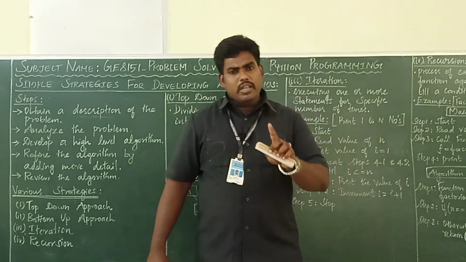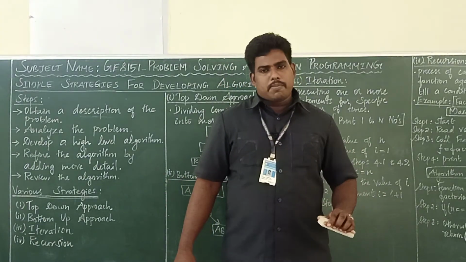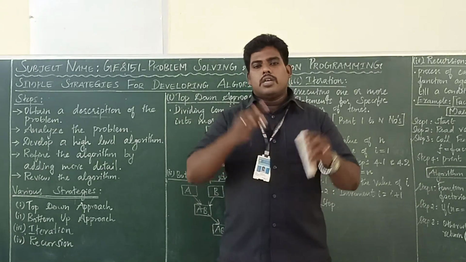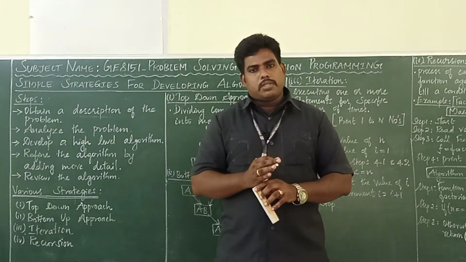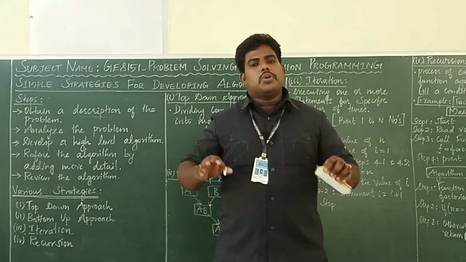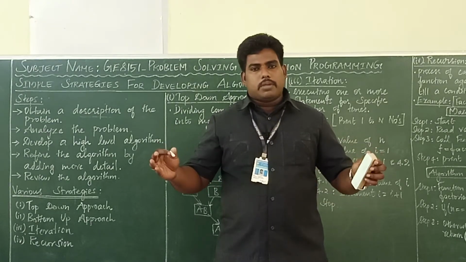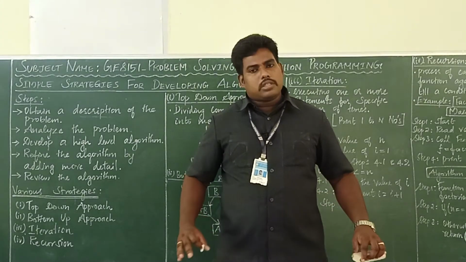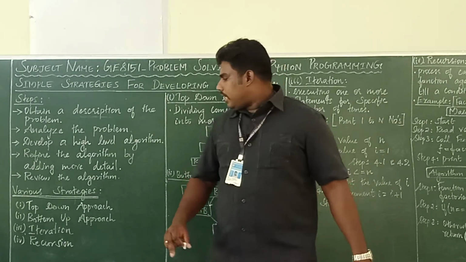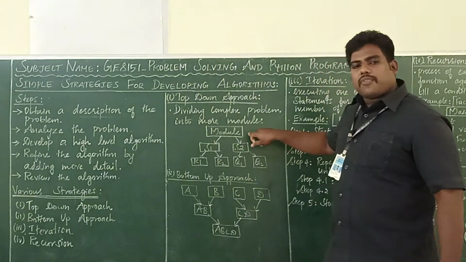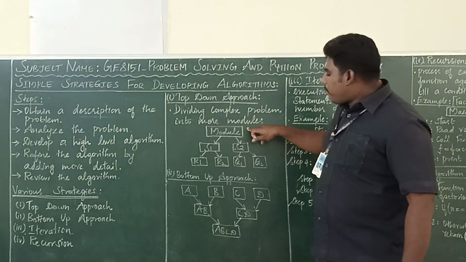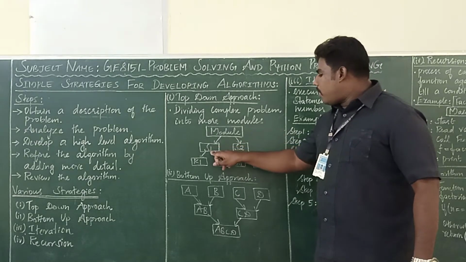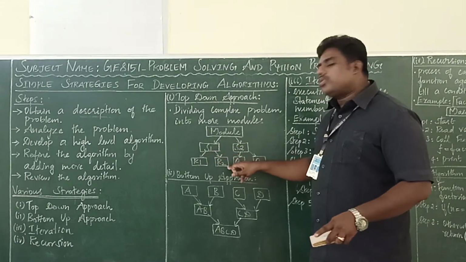Okay. The first one is the top-down approach. First, I will tell the definition. What does top-down approach mean? Say one complex problem is there, one big problem. The problem is divided into smaller problems. Then again the smaller problem is divided into smaller sub-problems. Okay, see the diagram here. First, this is the function or the module. This complex module is divided into 2 sub-modules. Again the sub-modules are divided into another 2 sub-modules.